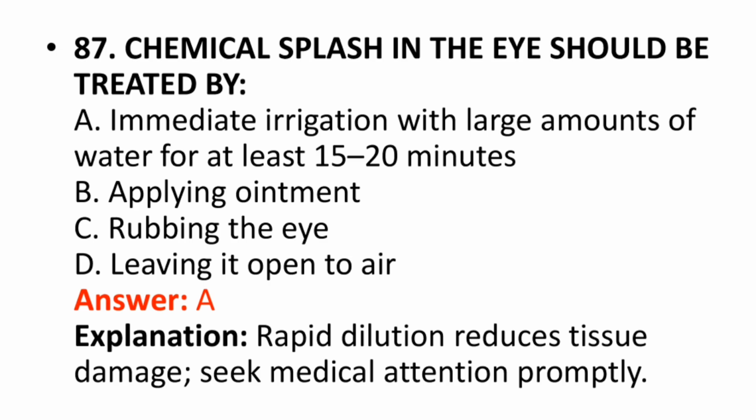A chemical splash in the eye should be treated by option A: immediate irrigation with large amounts of water for at least 15 to 20 minutes. Option B, applying ointment. Option C, rubbing the eye. Option D, leaving it open to air. The correct answer is option A. Rapid dilution reduces tissue damage. Seek medical attention promptly.